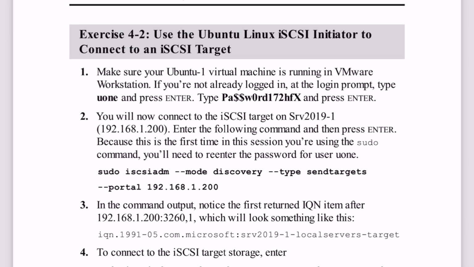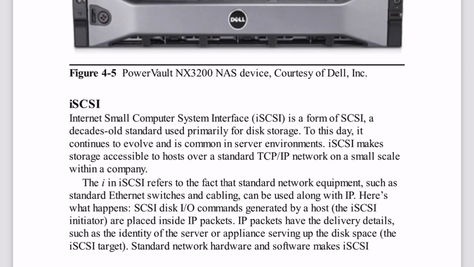First I will explain what iSCSI is and how it works, and then we can start our configuration. So at first let's talk about the theoretical points of iSCSI. iSCSI means Internet Small Computer System Interface. It is a very old standard which was used primarily for disk storage, and till today it continues to evolve and it is very common in server environments. iSCSI makes storage accessible to hosts over a standard TCP/IP network on a small scale within a company.